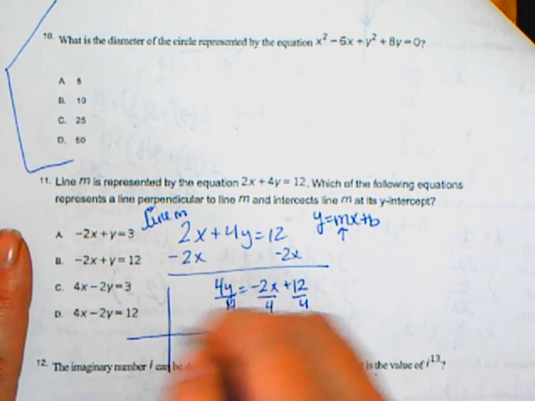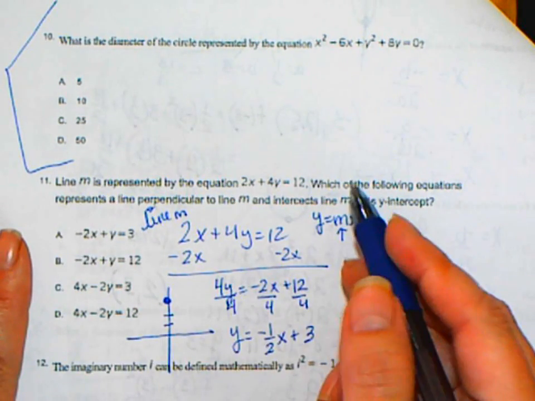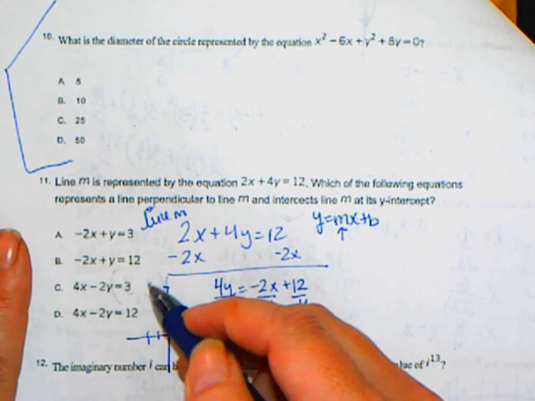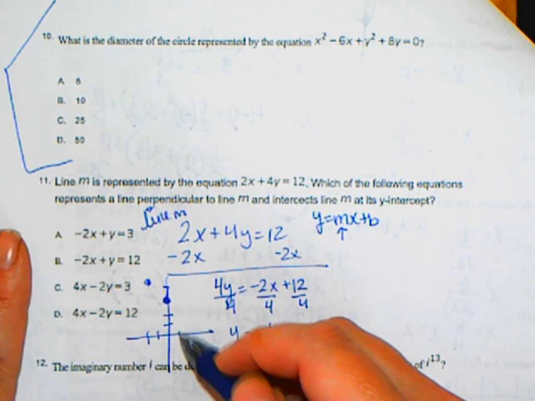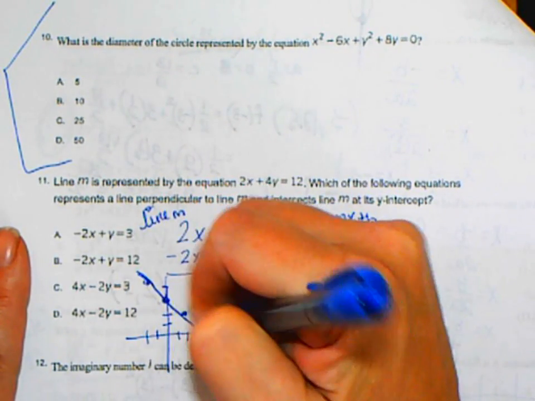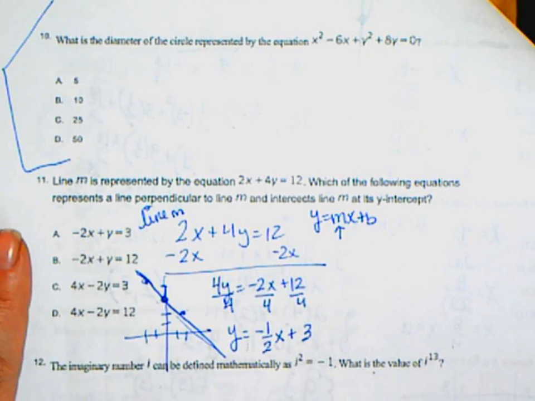That means it's going to cross the y-axis at positive 3 with a slope of negative 1/2. So if I go up 1 to make it negative, I have to go to the left 2. If I go down 1, I have to go to the right 2. So that's my line M. I want a line that's perpendicular to it.